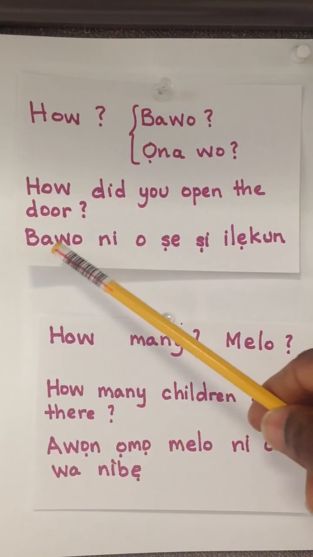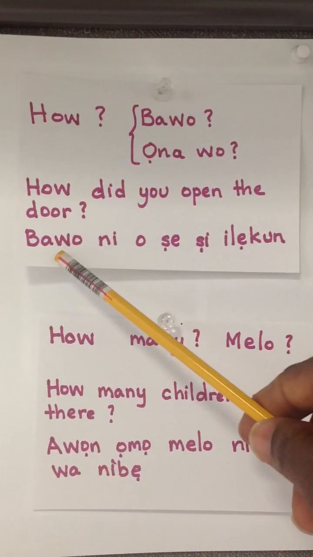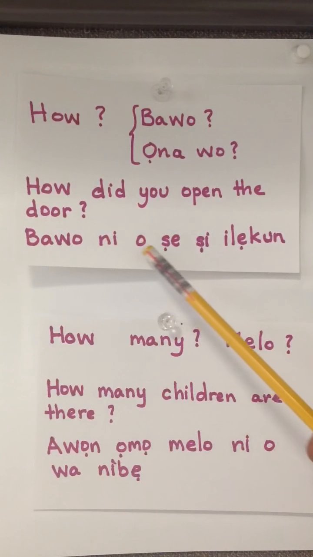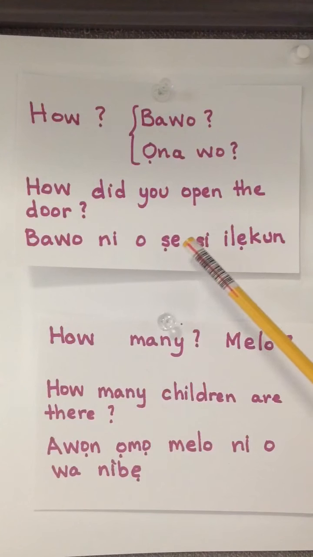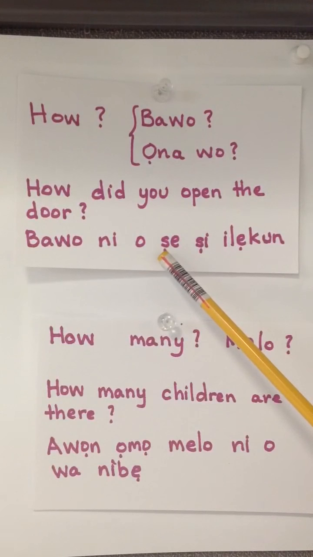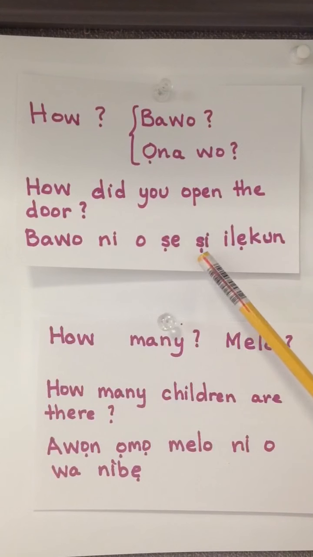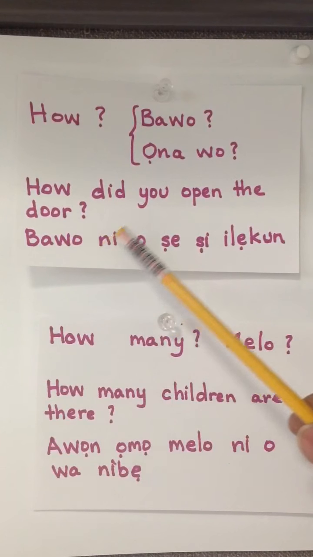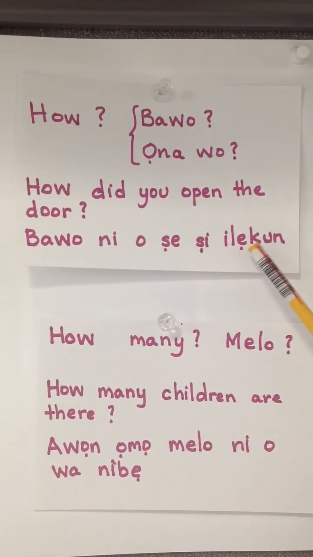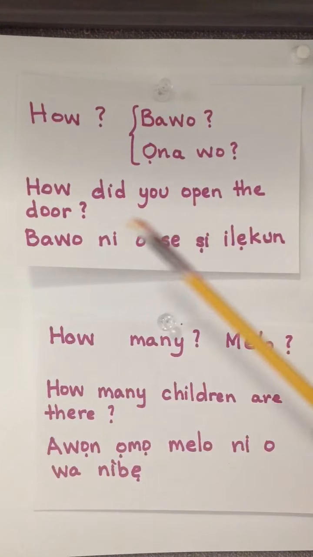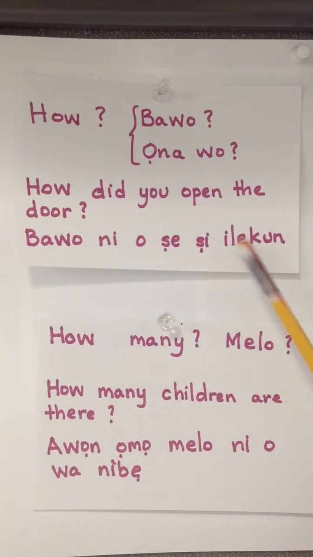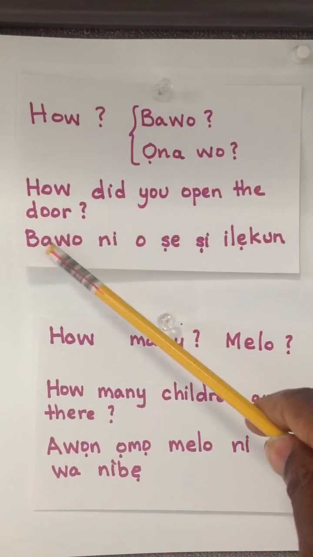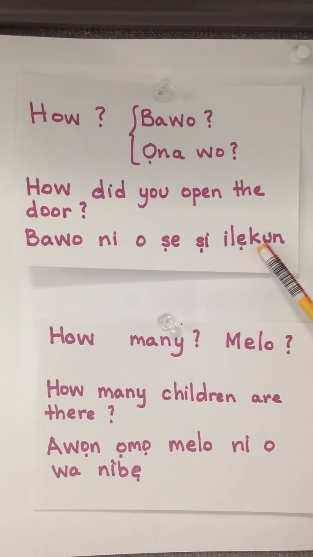Okay? So when we now say, how did you open the door? The Yoruba translation is, báwo ni o ṣe ṣí ilẹ̀kùn? Now notice that the sh here is the S with the dot. Here is also S with the dot. Sh. Of course, by now you can guess that ilẹ̀kùn is door, right? So how did you open the door? Báwo ni o ṣe ṣí ilẹ̀kùn?